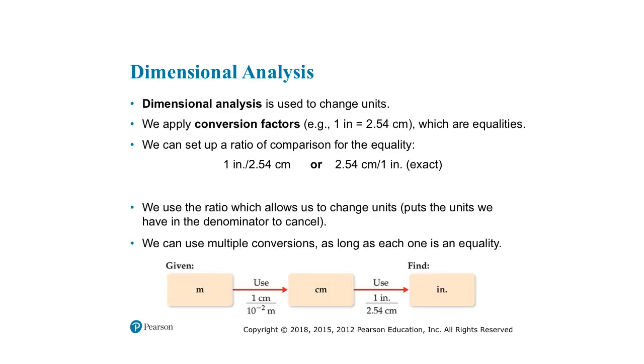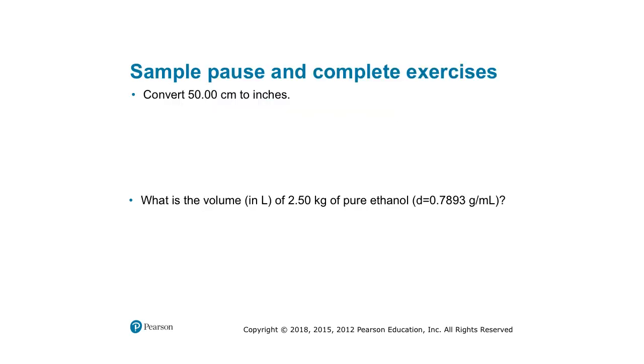So we use dimensional analysis to convert units. We also use it to solve a lot of problems in a class like this one. So we can apply conversion factors like 1 inch equals 2.54 centimeters. So we can do conversions using that as a conversion factor. And so we can set up ratios using conversion factors and solve a variety of problems using the technique of dimensional analysis. So let's look at some examples. You might want to hit pause and give these a try.